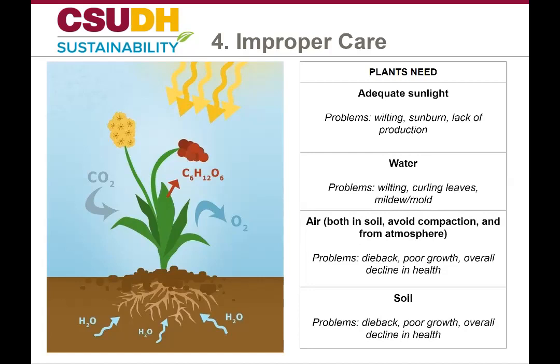For water, whether it's over or under watering can cause wilting, curling leaves, mildew and mold problems. So those are all conditions that will result from inadequate care in terms of watering. Now, air is important to have both in the soil because you want to avoid compaction. If the soil is too compacted, like it's really pressed down or hasn't been broken up, the roots will have a hard time breaking through, and it can really damage the health of the plant. So that can result in dieback, poor growth, overall decline in health.